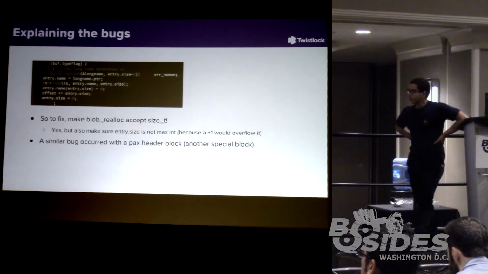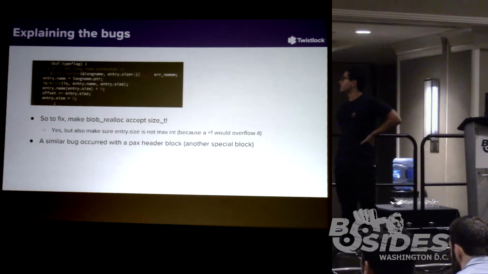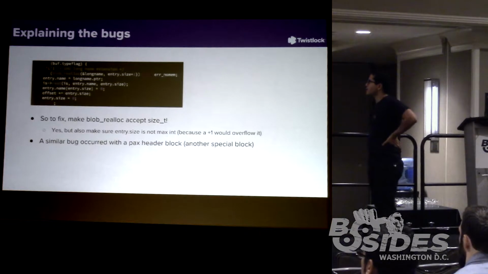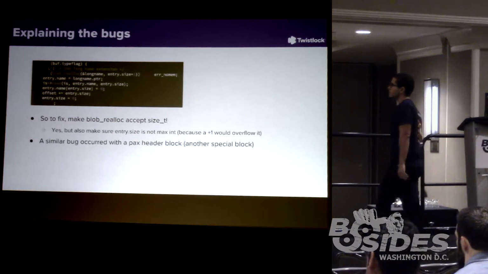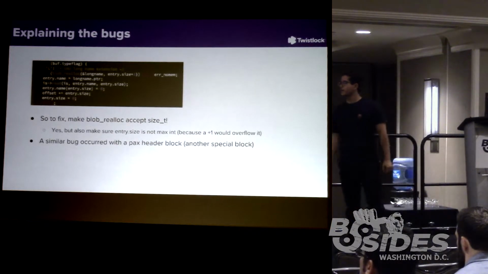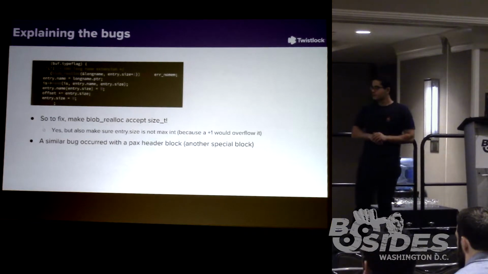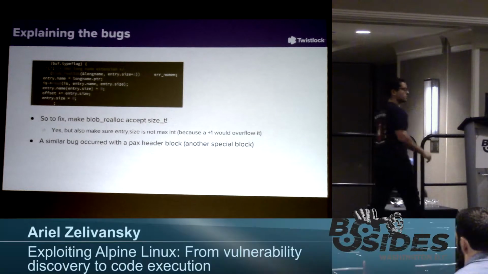Now, you'd think to fix that, you could just put size_t in blob verilog, and then that would be unsigned and it would be okay. But then you have the +1, so you should make sure it doesn't overflow the max size that you can get. And the second vulnerability I had was the same thing that I had here, just with a different type flag, which was a PUX header. It doesn't really matter so much.